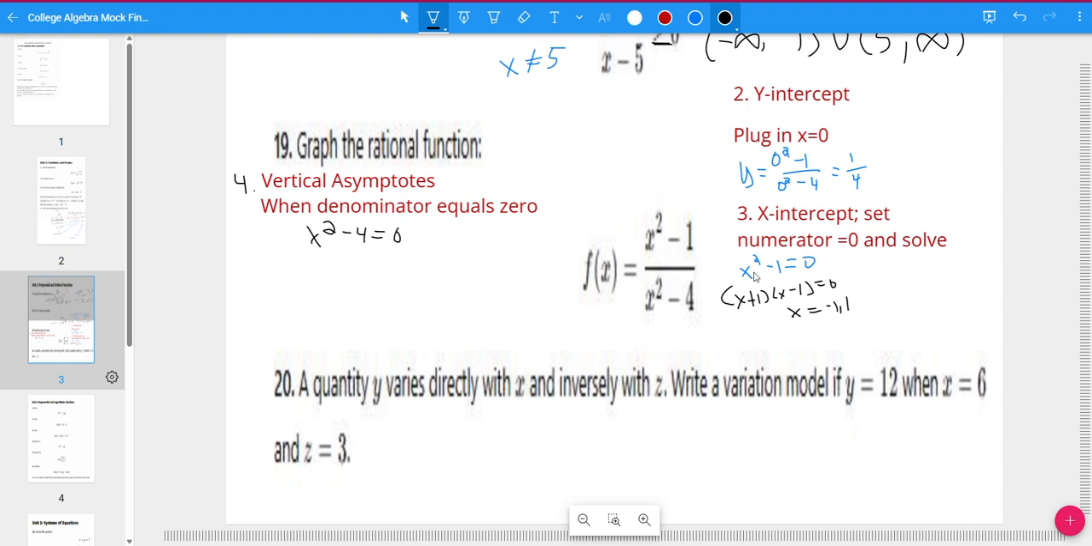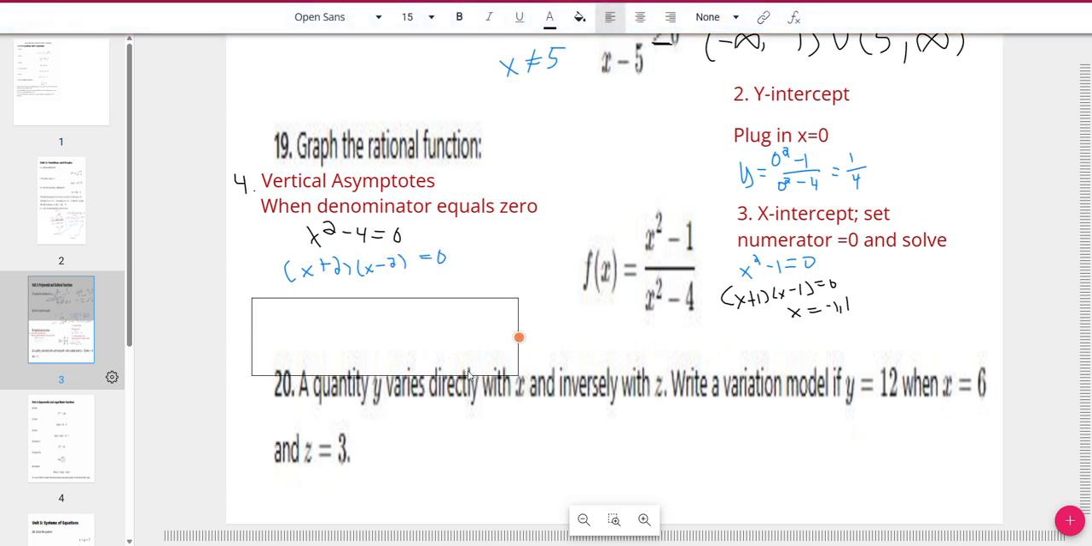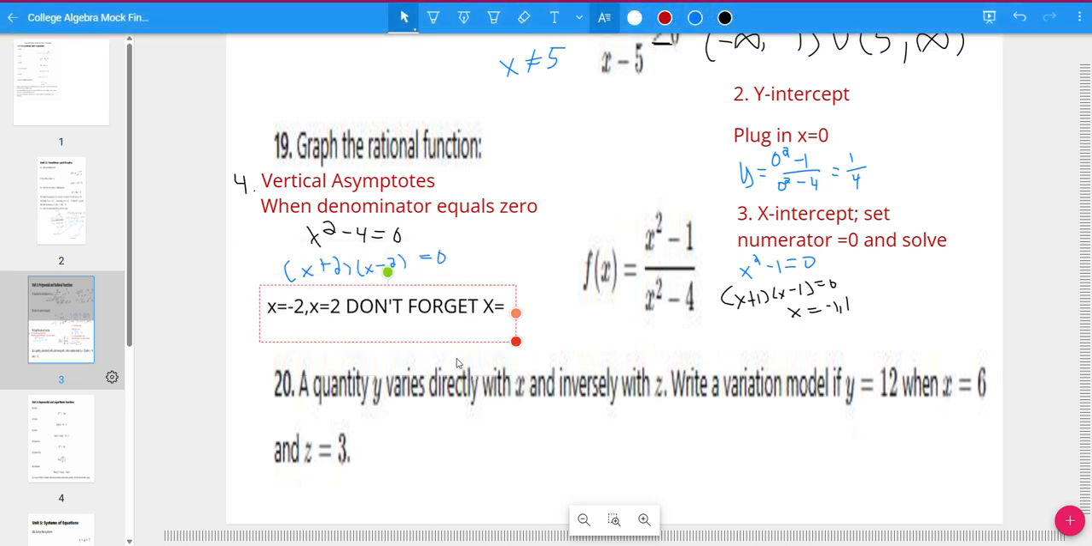And one thing I will say right here real quick is on 3, you only have to type in this list: -1, comma 1. But here, actually, I'm going to need to write it out. So this factors to x plus 2, x minus 2 equals 0. And one thing I will say is you need to write it as x equals -2, comma x equals 2. Don't forget the x equals. Do not forget it. Okay? Don't forget x equals.